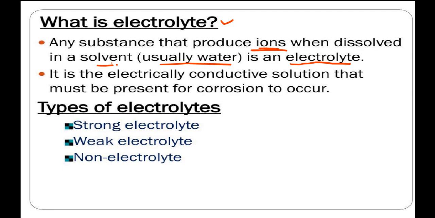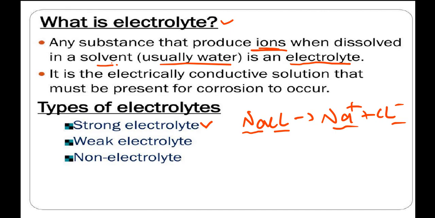We have different types of electrolytes. We have strong electrolytes like sodium chloride. When I put sodium chloride in water, I get a fully ionized solution like this, meaning these atoms will separate completely and form ions. And then we have some that are weak.